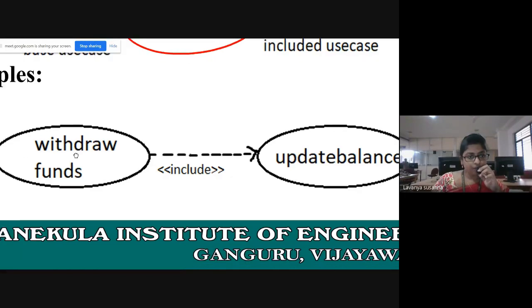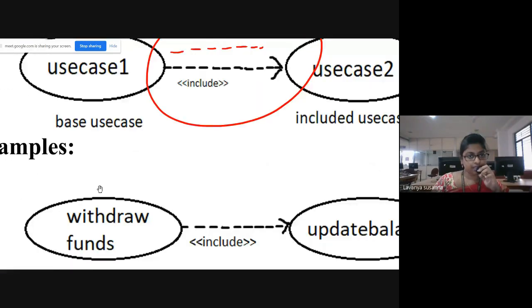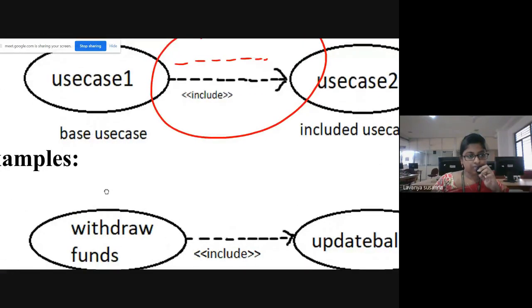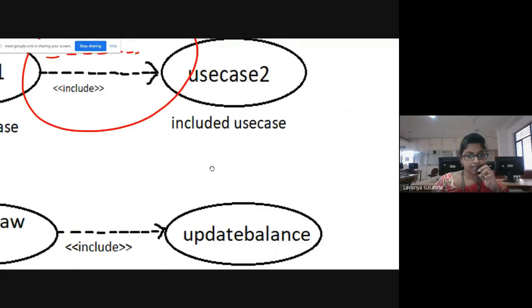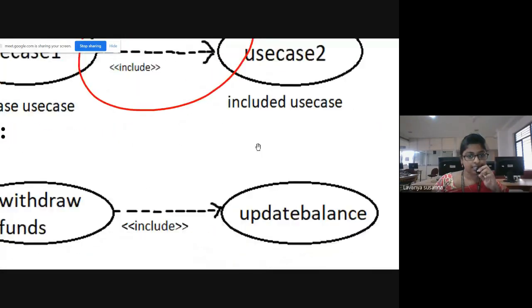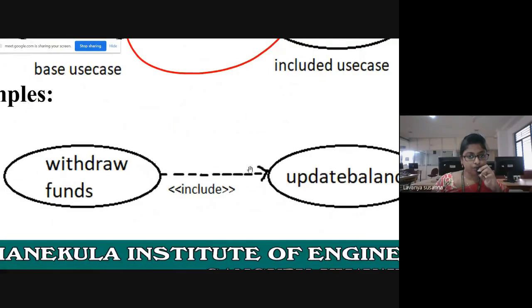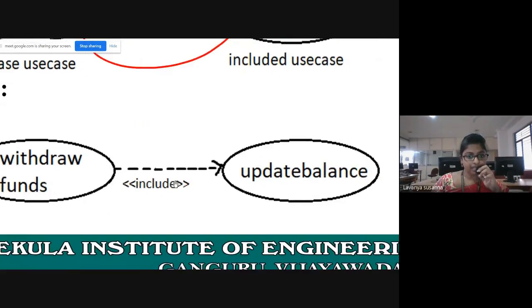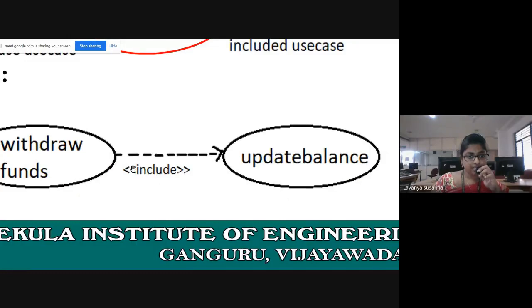Now here withdraw funds is called the base use case, and update balance is called the include use case. What is the relationship between both of them? Include. Withdraw funds includes update balance. Here you need to show it just like a stereotype: two less than symbols, write the name include, and two greater than symbols. I hope you understood.